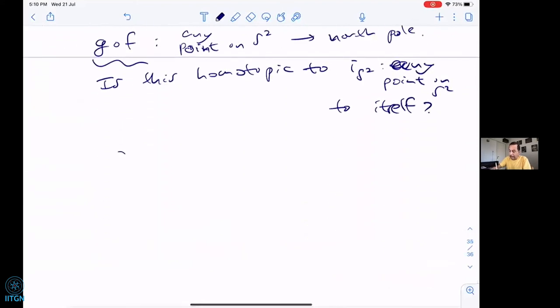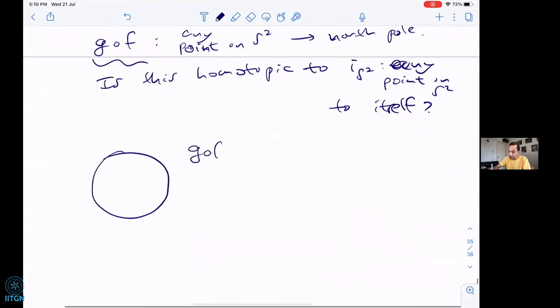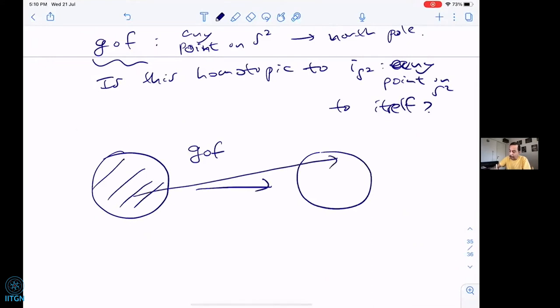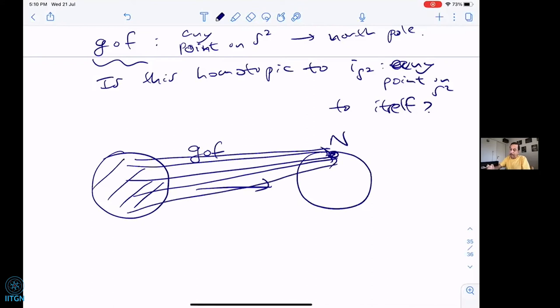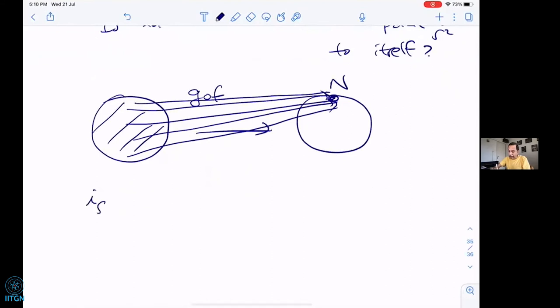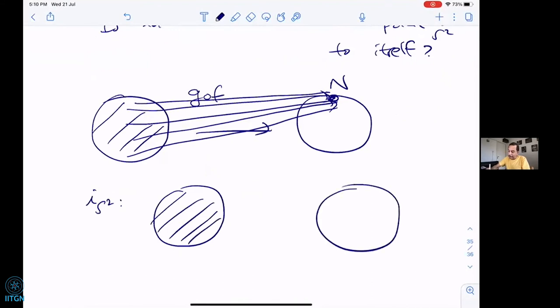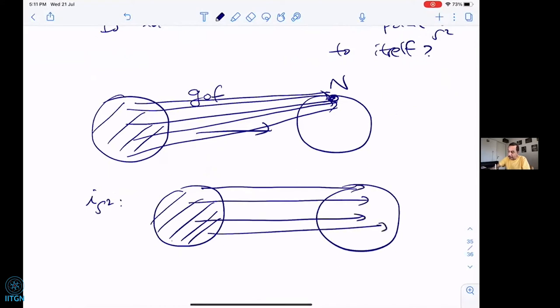So let's do a schematic picture. G composed with F takes this whole sphere, and every point on it is mapped to the North Pole, including the North Pole, obviously. Here's the North Pole. So every single point on the sphere, wherever it might be, goes to the North Pole under G composed with F. Okay. On the other hand, the identity on the sphere S2 is a map that takes every point to exactly the same point. So this point goes to this, this point goes to this, this point goes to this, and so on. Okay. Can these maps be continuously deformed to each other?